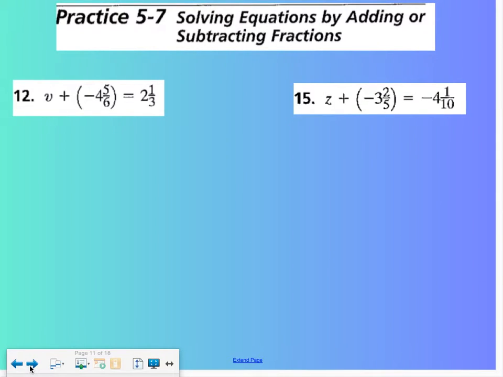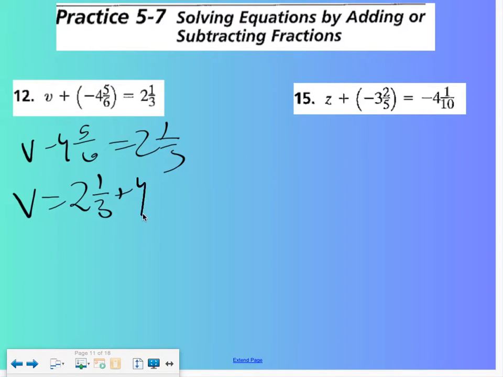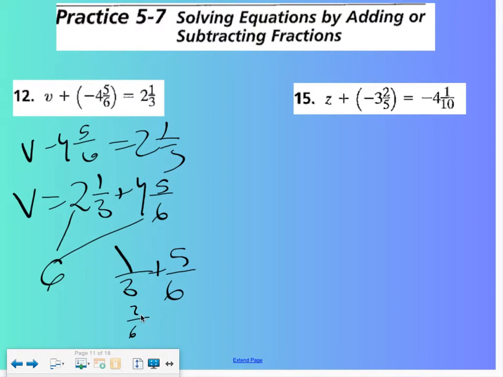All right, 12. I'm going to rewrite as v minus 4 5/6 equals 2 1/3. All right, so we know that we can also do this keeping it in mixed number format if we're adding. So this looks like v equals 2 1/3 plus 4 5/6. How do you do that? We'll add these two to get 6. So now we have 1/3 plus 5/6. Well, this is really 2/6 plus 5/6 equals 7/6. And now we have to add 6 plus 7/6. Right, well, this is just 1 1/6.